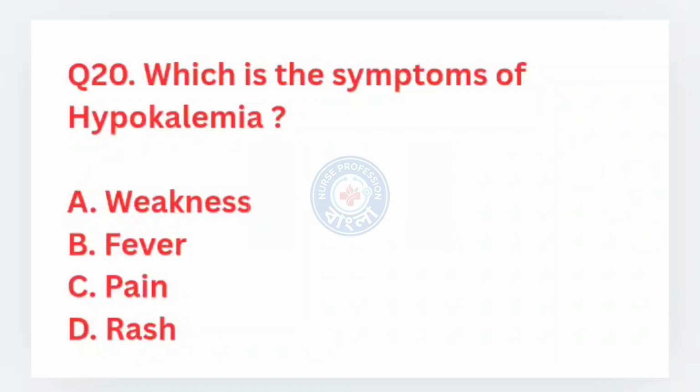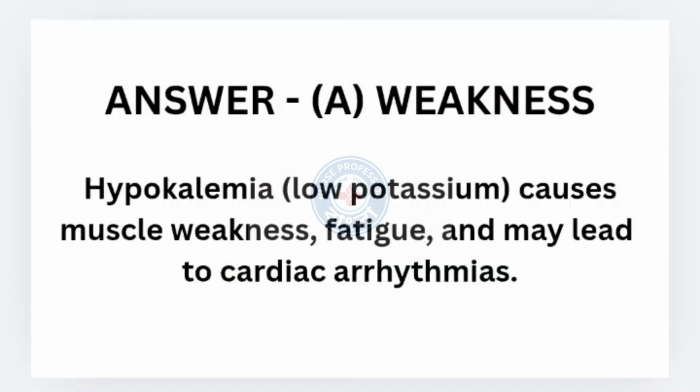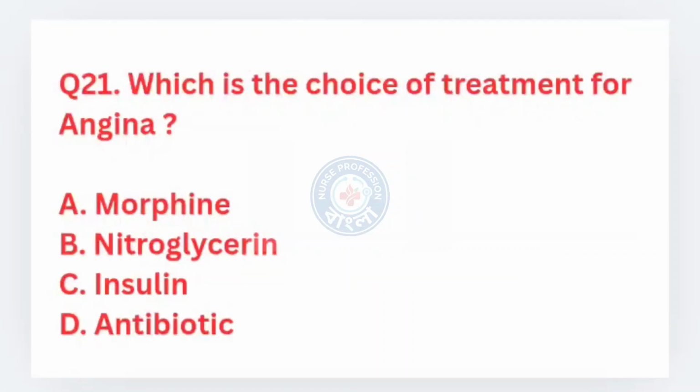20. Which is the symptom of hypokalemia? Weakness, fever, pain, rash. Answer: weakness. Hypokalemia, low potassium, causes muscle weakness, fatigue, and may lead to cardiac arrhythmias.